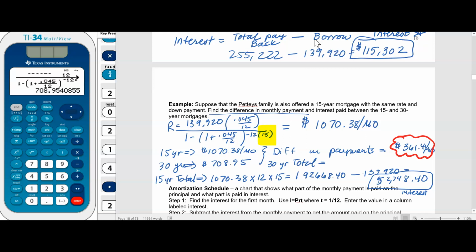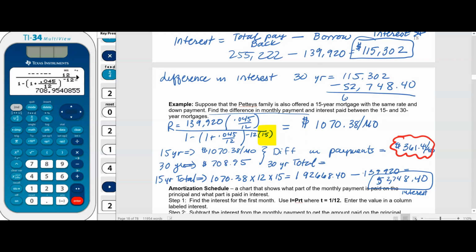So we have an exact answer for that. So the difference in interest: we're going to write down the 30-year interest we said was $115,302, and then the 15-year interest was $52,748 and 40 cents, don't want to forget that. And if we subtract those two, we get $62,553.60. So you're paying $62,000 more approximately for this house just by spreading your payments over 30 years.